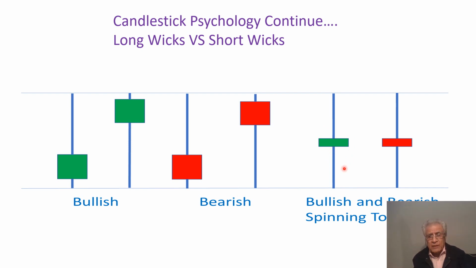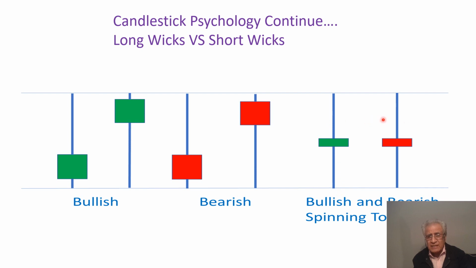The fight between the bulls and bears was a standoff. Nobody won. Buyers and sellers were equal in power and could not gain anything, because the upper and lower shadows are the same.